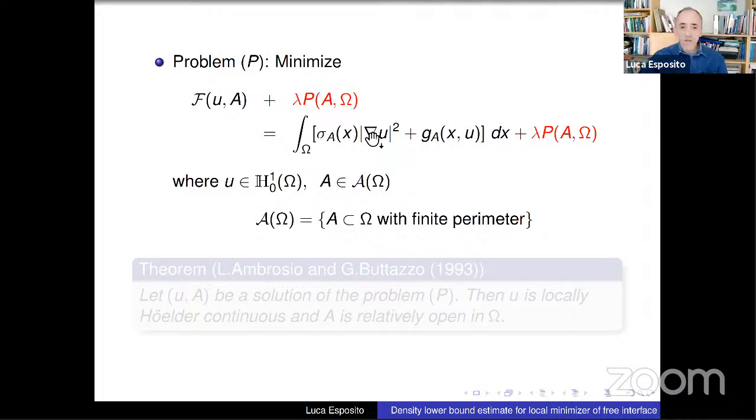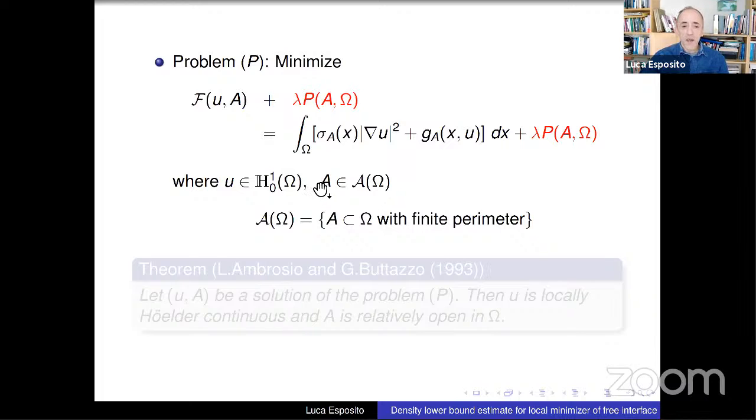So the functional is the same. You have the interface energy in red, that is the perimeter, and you have a bulk energy that is the gradient squared with two different regimes. In A, you have a constant alpha, in the complement you have constant beta, and here you have the source term, which can depend on x and also on the function u. And u is a Sobolev function which has a zero datum on the boundary.